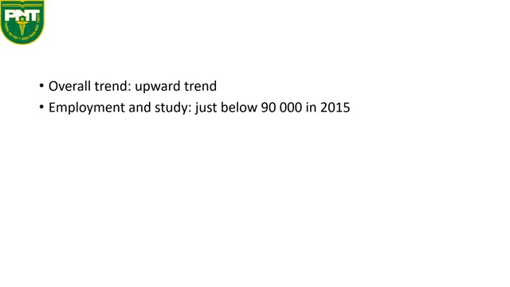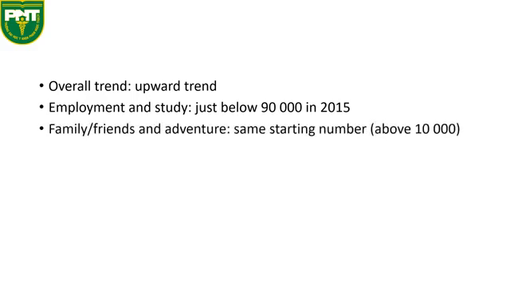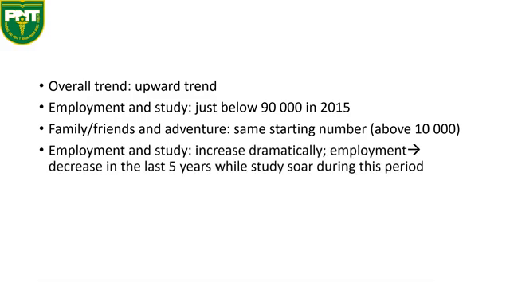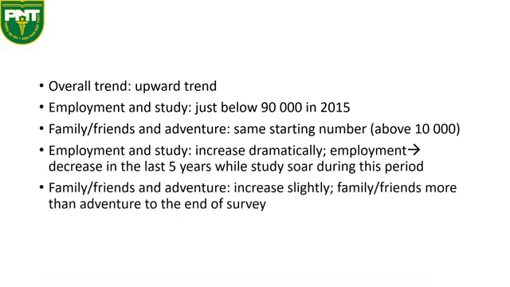Well, I'm showing you some keynotes from the graph. Overall trend is upward. The employment and study just below 90,000 in 2015, and family, friends and adventure, the same starting number. Are your notes the same or different from mine? Yeah, notes can be different. It's based on the way you look at the graph, right? Don't worry if your notes are different from mine.